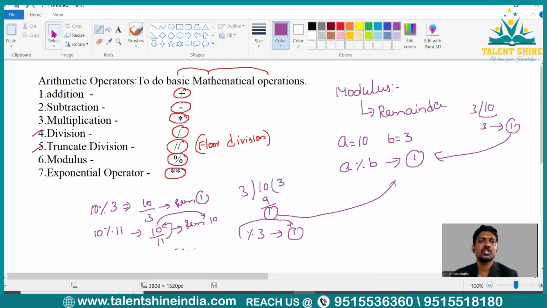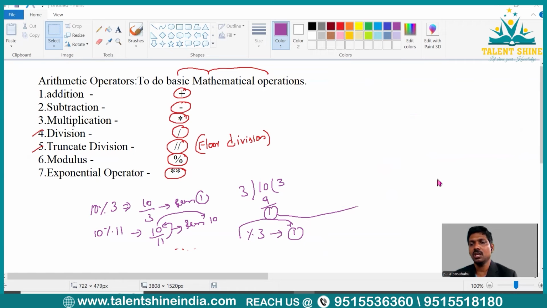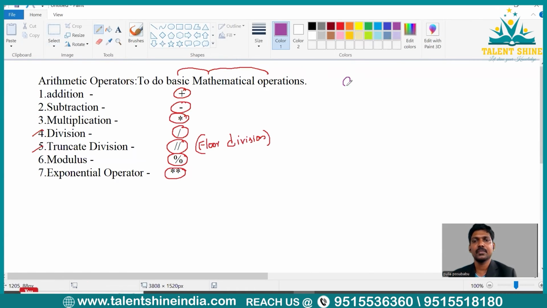Now let's discuss the exponential operator. Let's take one example. A is equal to 2 and B is equal to 4, I am taking. Let us perform the operation. We have to use the double asterisk symbol here: A double asterisk B. This operator we can call the exponential operator. Now if you perform this, the output will be 2 power 4, which means it is 16. I hope everybody is clear with the exponential operator.